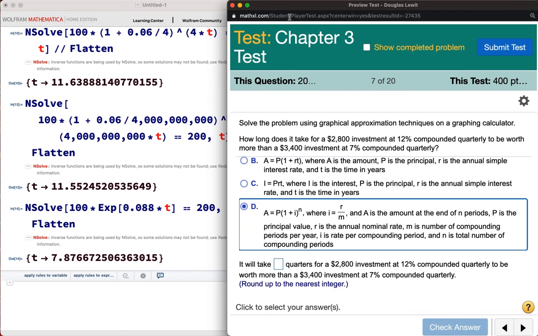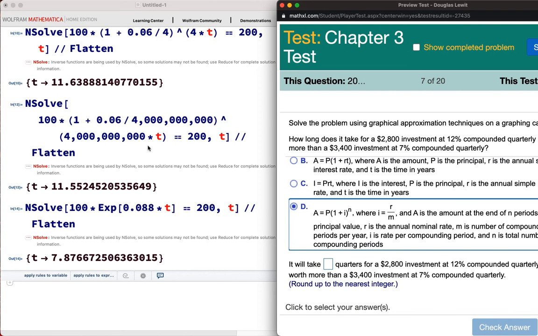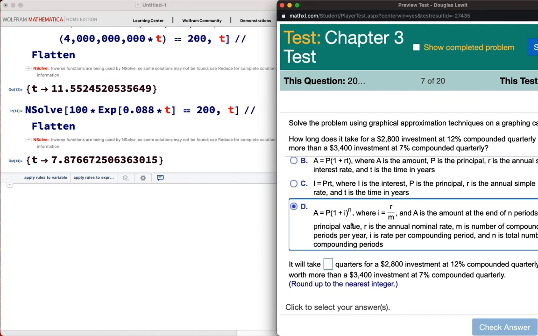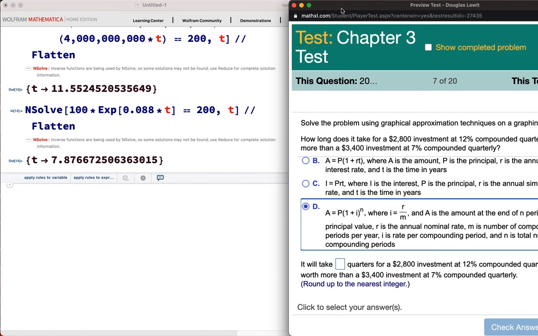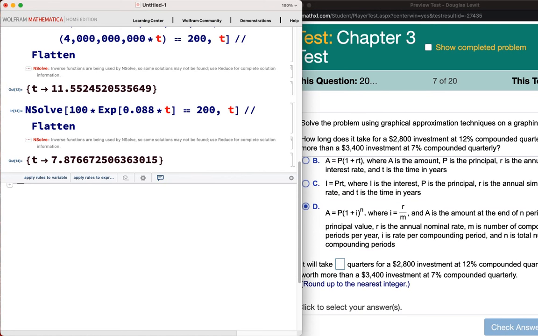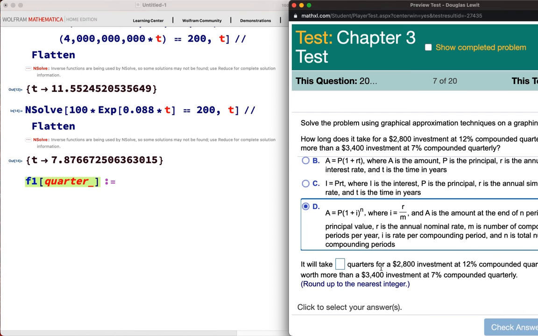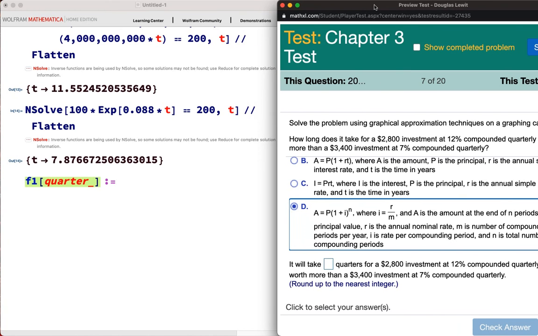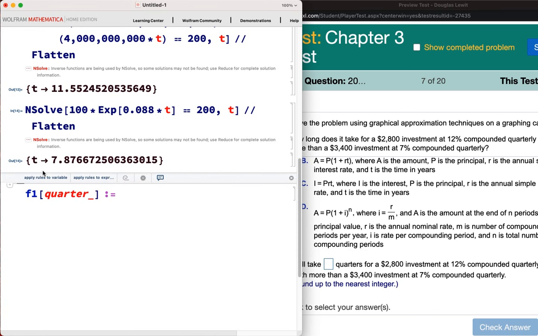I prefer to use Mathematica, all right? So let's use Mathematica. Let's see, round up to the nearest integer. Okay, so we are going to have two functions. I'll call one, okay, f1, and let's say quarter. Okay, 12%. Okay, so we have interest 1 is equal to 1 plus 12 divided by 400.